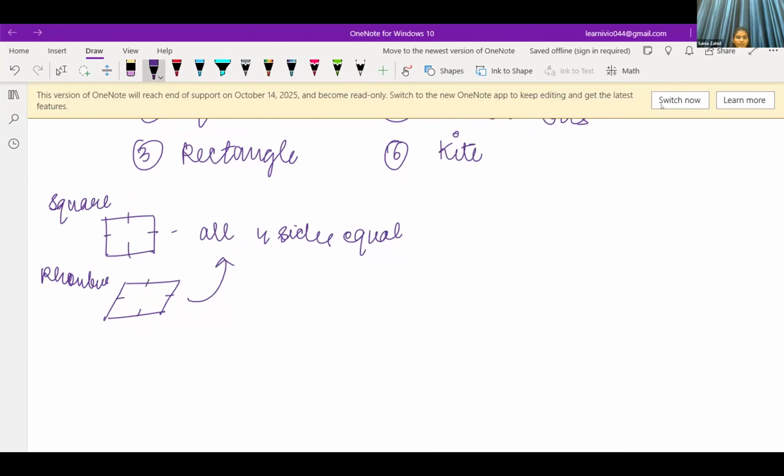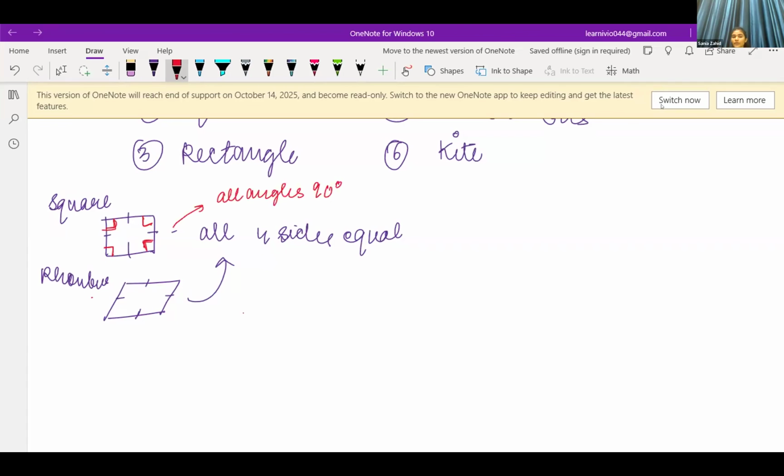Can anyone tell me? One angle is 90 degree. One angle, no, not just one angle. In a square, all the angles are 90 degree. Okay, all the angles in a square are 90 degree, while in a rhombus, all angles are not necessarily 90 degree. So here you can write all angles 90 degree. Okay.